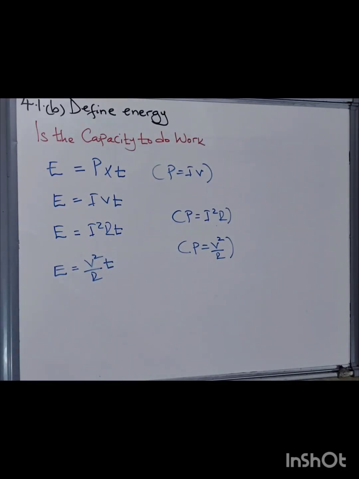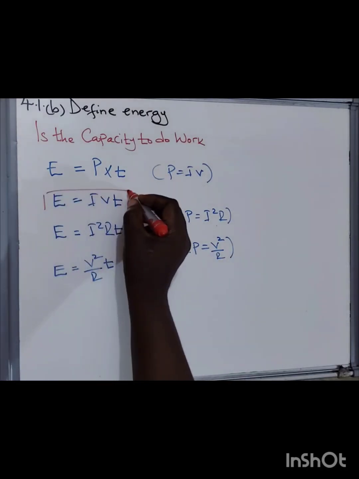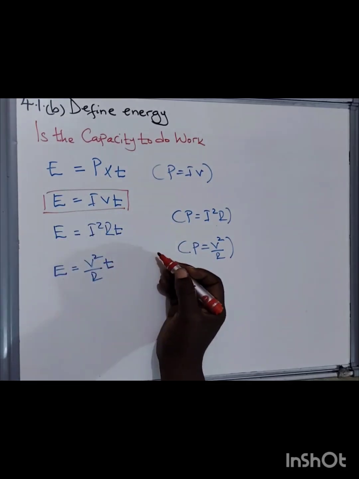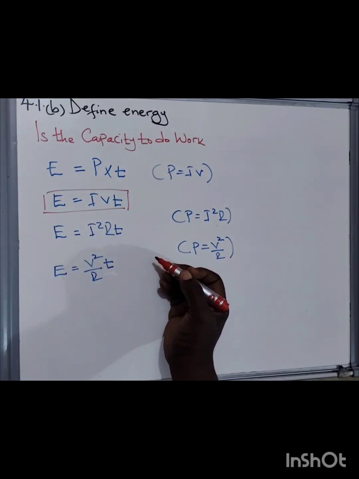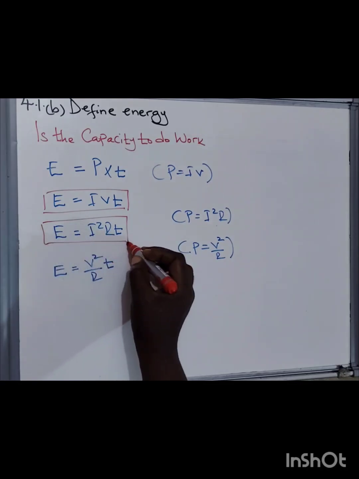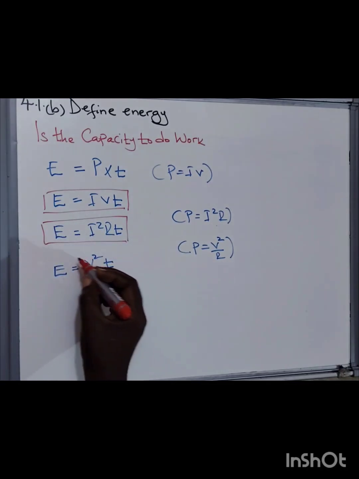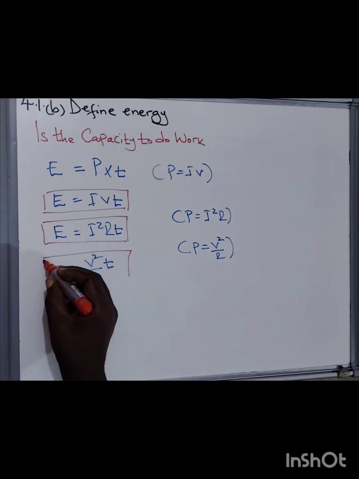So there we are, having equation 1 as one alternative for calculating energy, equation 2 as another alternative for calculating energy, and this one as a third.